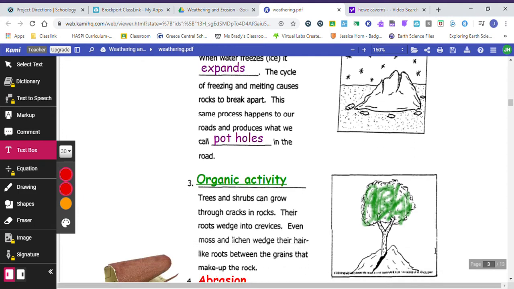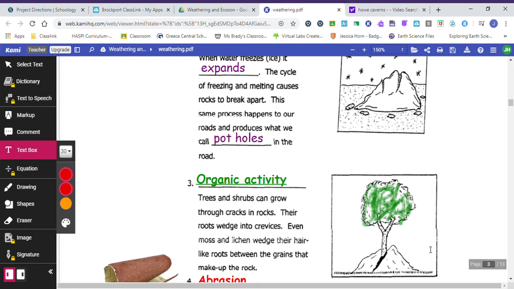Ooh, this is a fun one. Have you ever seen a tree grow out of a rock? Maybe if you've gone hiking. I've seen evidence of this in the Adirondacks when we've been on trails, but this is called organic activity.